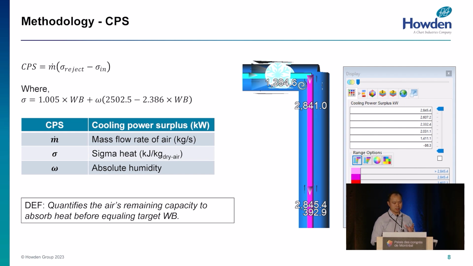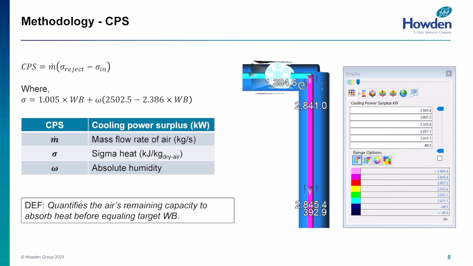To help visualize this concept, the right-hand side of the slide shows the top part of the model. Upstream of the chiller, the snowflake icon, the air has a CPS of approximately 1.4 megawatts. And what that simply means is at that current location, this parcel of air will be able to absorb 1.4 megawatts of heat before its wet bulb temperature arrives at the target wet bulb temperature. And then just downstream of the chiller adds an additional 1.4 megawatts of cooling power. So it enhances its ability to absorb heat.